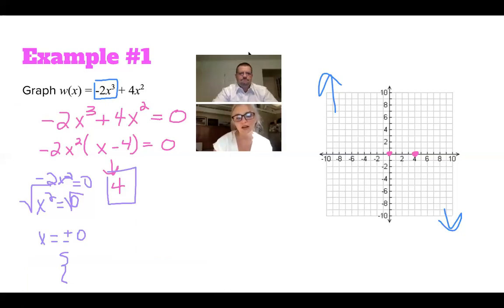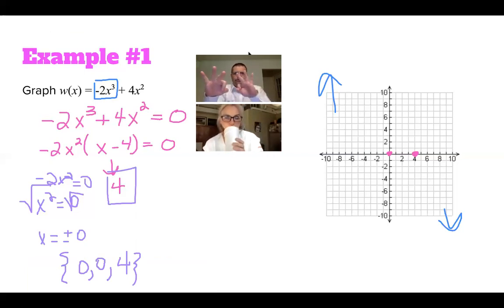So right here, I've got a positive 0 and a negative 0, which in case you don't know is really just 0 twice, and then 4. Now, I found all the zeros. There aren't any more because, like Miss Young said, it's a third degree, so I should have 3 zeros. There should be a matchup between those.